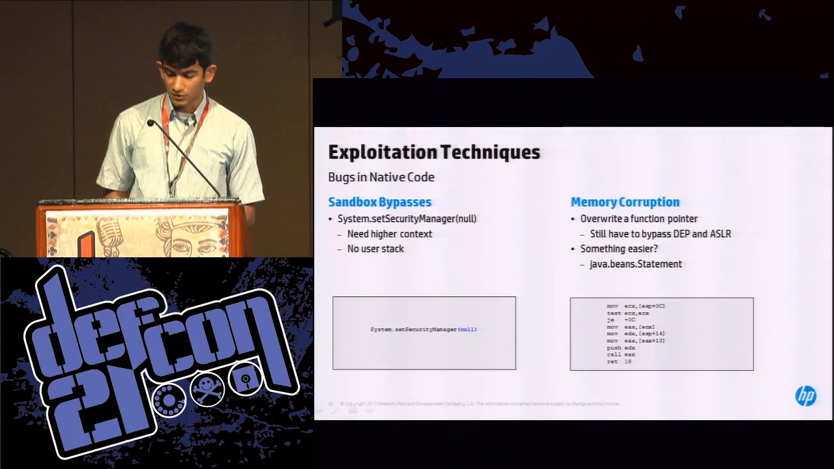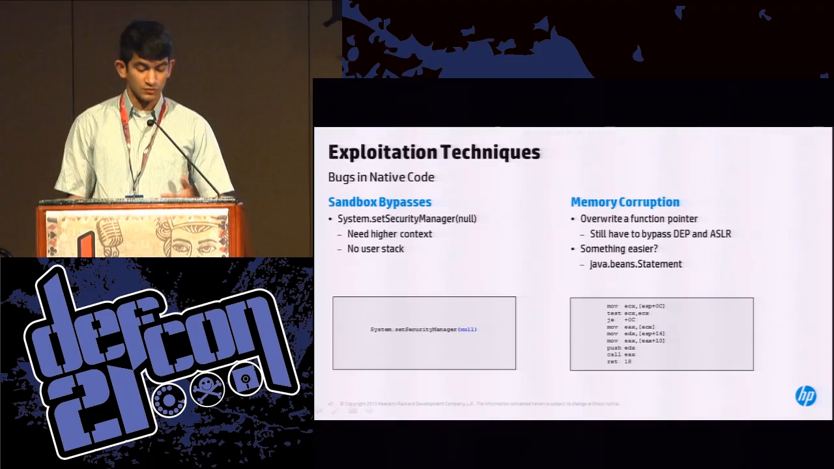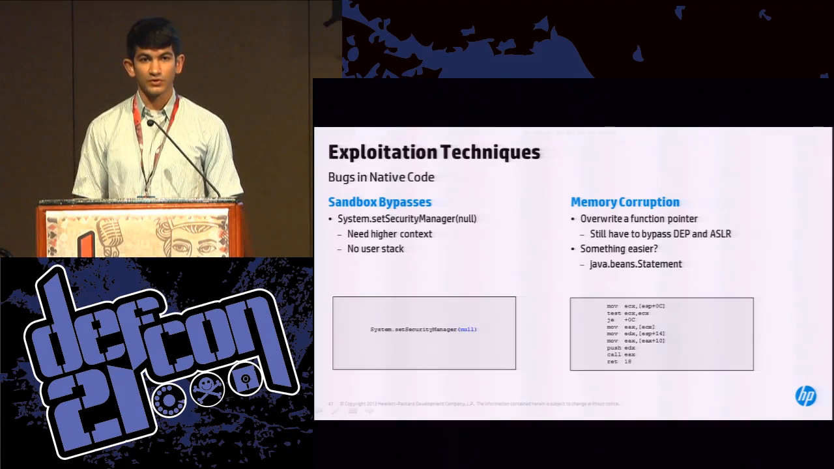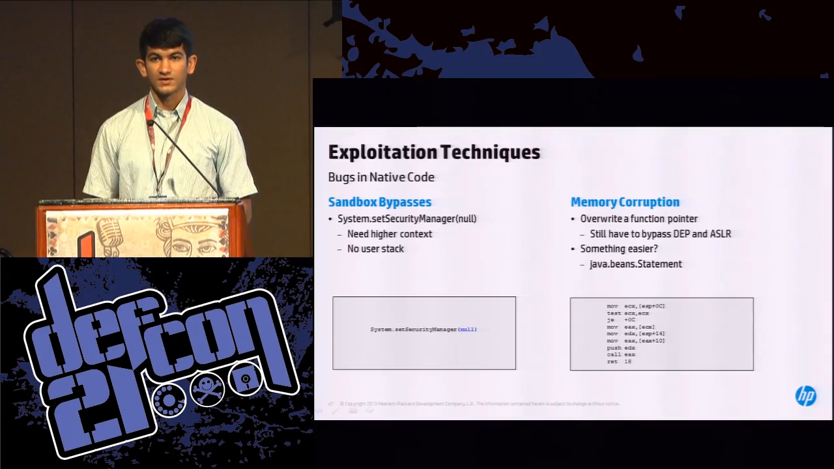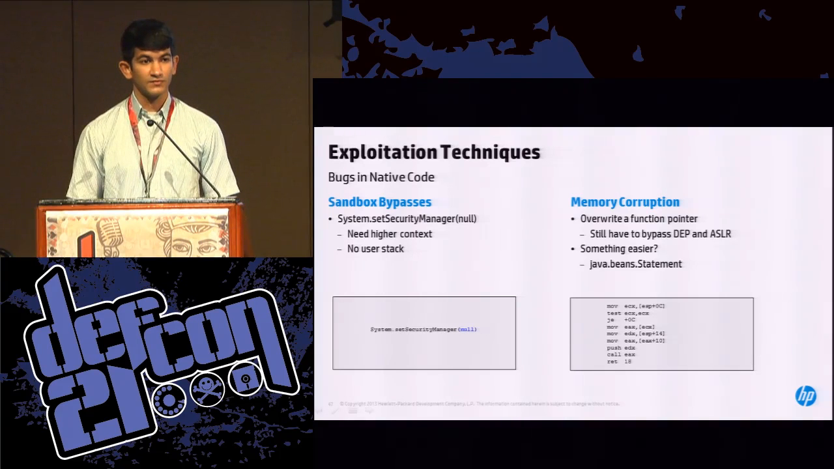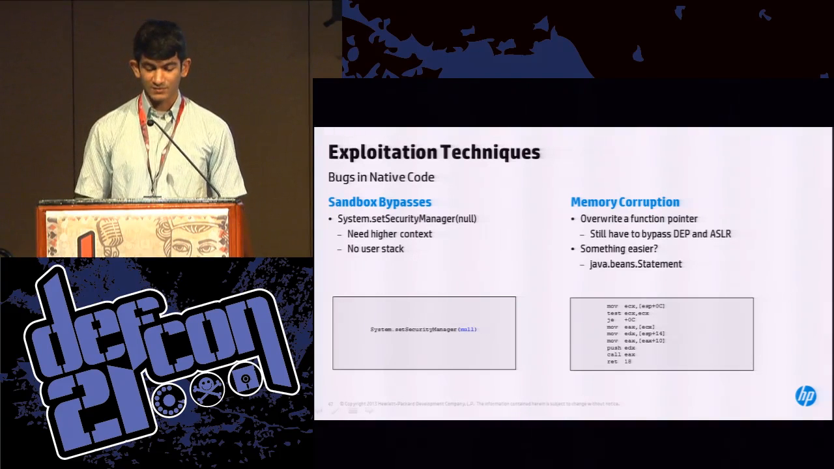For memory corruption, you usually have your usual techniques such as overriding a function pointer, but you still have to bypass DEP and ASLR. Something that's potentially easier is a technique that was given to us by Vitaly Toropov, which is to make use of the Java Bean Statement class.